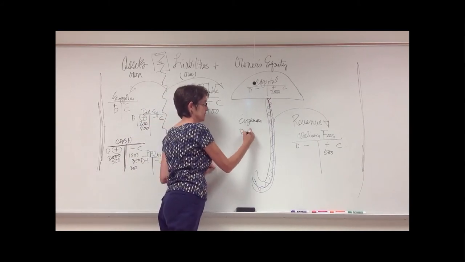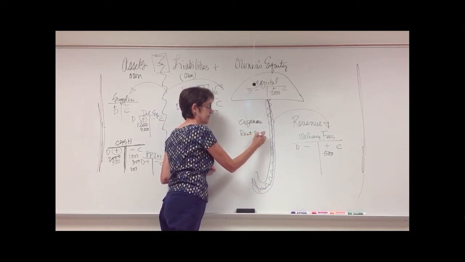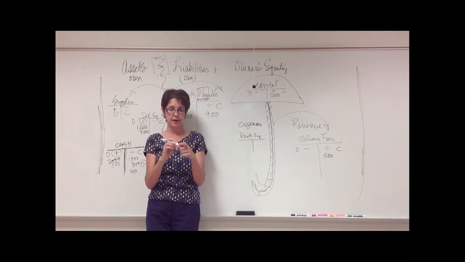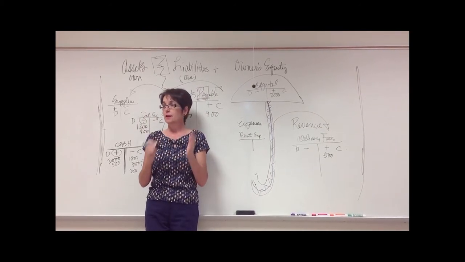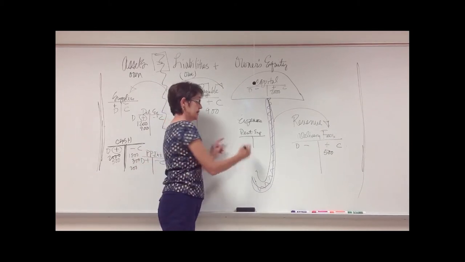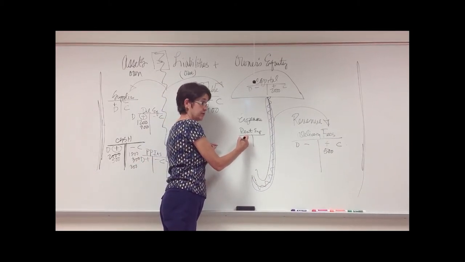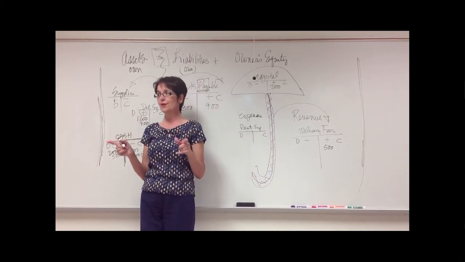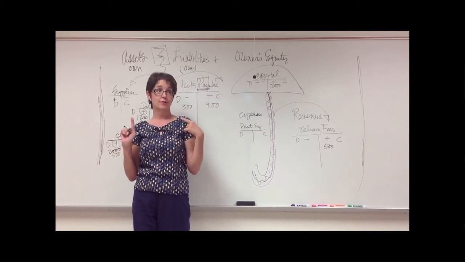And the type of expense that we're going to talk about here is rent expense. And now I need you to really focus up here for just a second. Once again, debit means what? Left. Credit means right. But there's something weird about expenses.